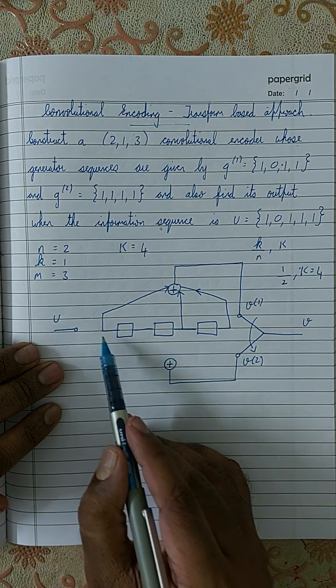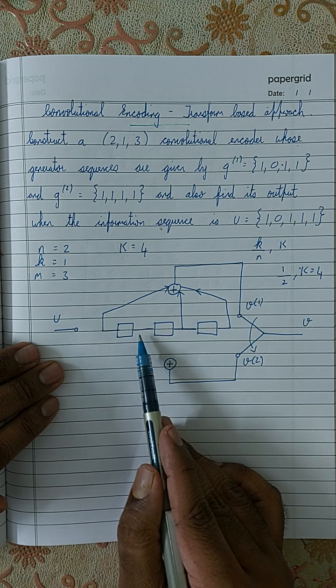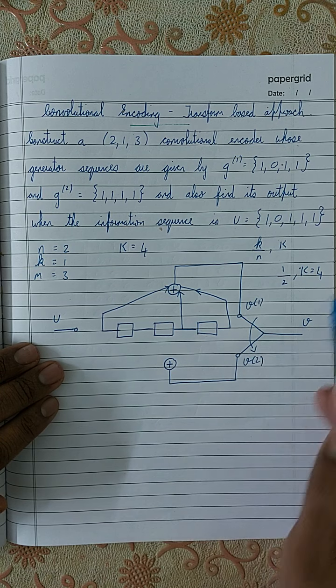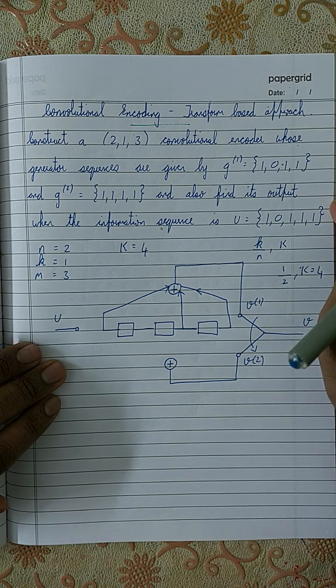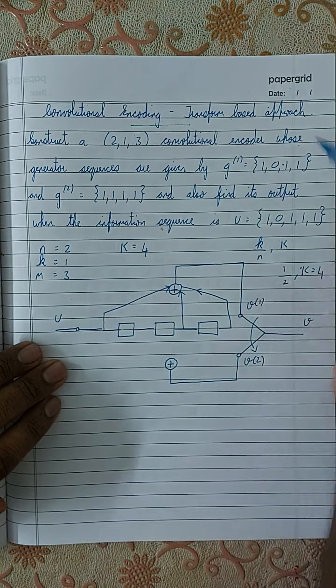4 means there are 4 shifted versions: the one without any shift, then after one shift, after the second shift, and after the third shift. Therefore 1, 2, 3, 4. That's what it means, and this is called the constraint length. They'll write it like that also. Anyway, this is the connection. That's it. This is the sequence for g1.